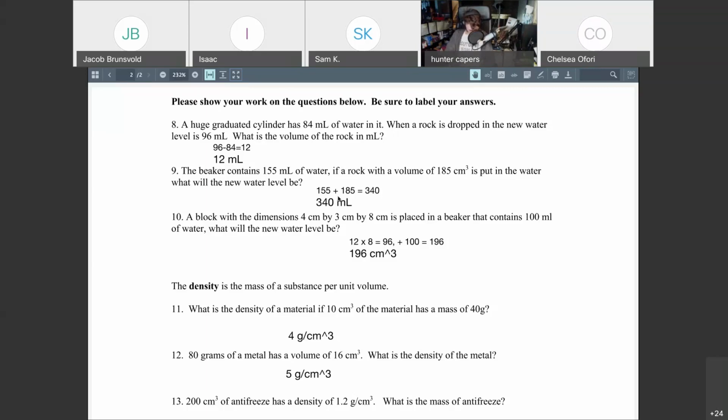So we know that the rock is going to raise the volume of the water by 185 centimeters, so that's why we're adding those together. So 155 plus 185 gets us to 340 milliliters. That looks great, Hunter.